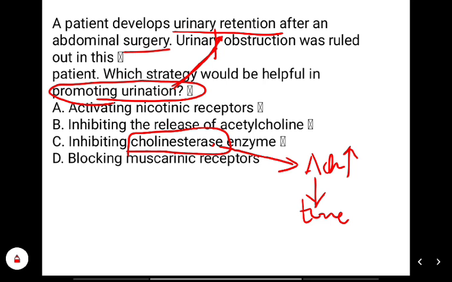Inhibiting the release of acetylcholine is not helpful. Inhibiting the release of acetylcholine will worsen the condition. Blocking muscarinic receptors will also worsen the condition. So the option C is correct.